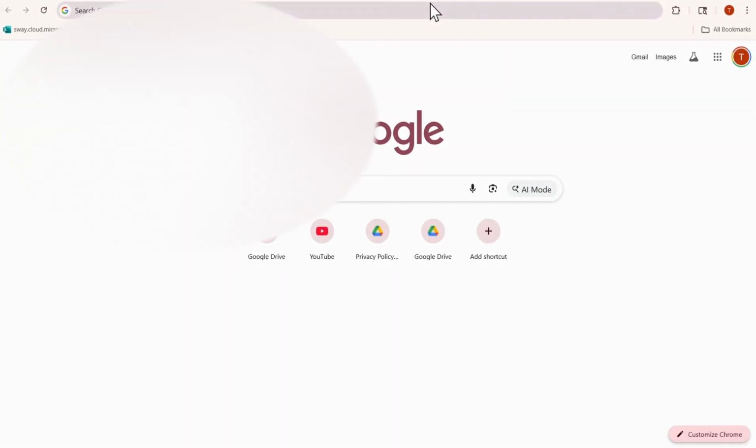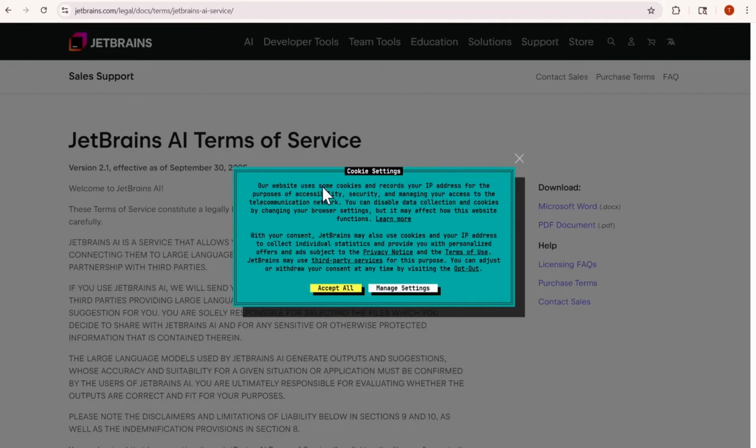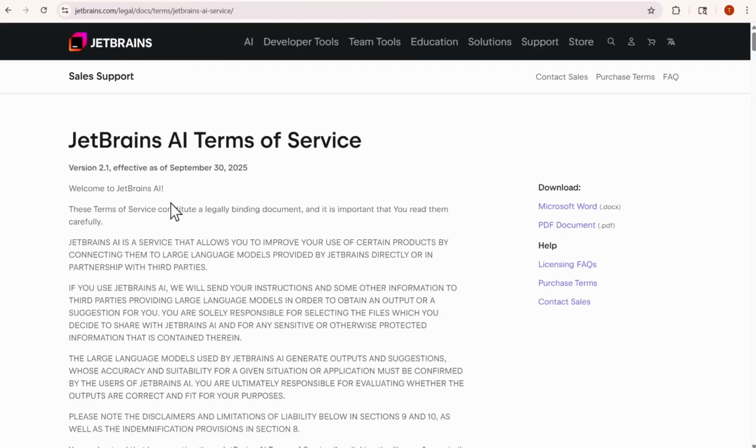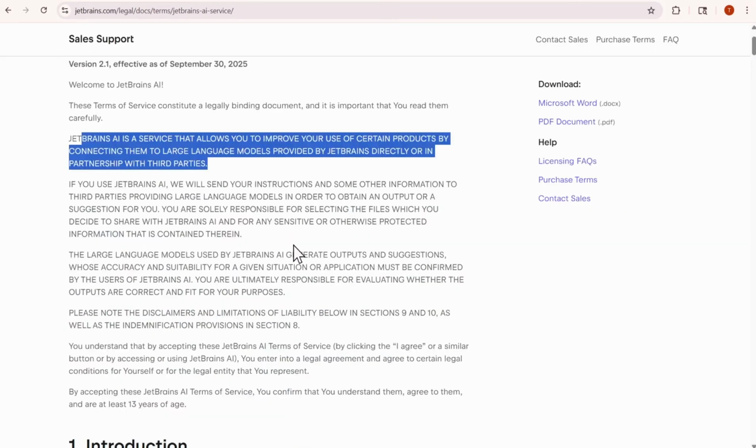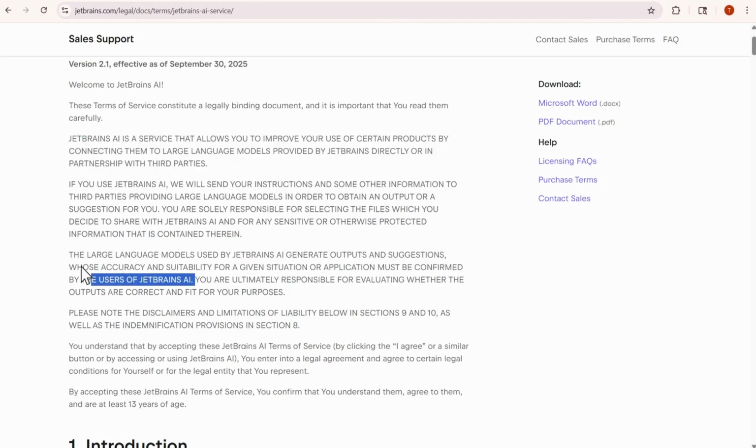Today's review, we're going to be looking at some AI terms for this organization. This is effective September 30, 2025. So this is a legally binding document. JetBrains AI is a service that allows you to improve your use of certain products by connecting them to large language models provided by JetBrains directly or in partnership with third parties. The large language model used by JetBrains AI generates outputs and suggestions whose accuracy and suitability for a given situation or application must be confirmed by the users of JetBrains AI.